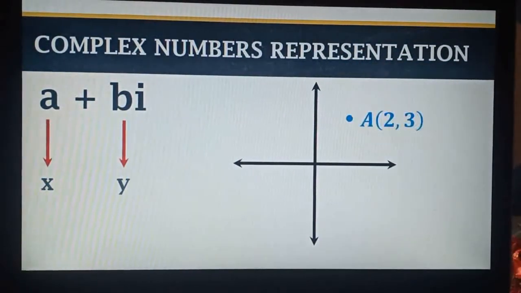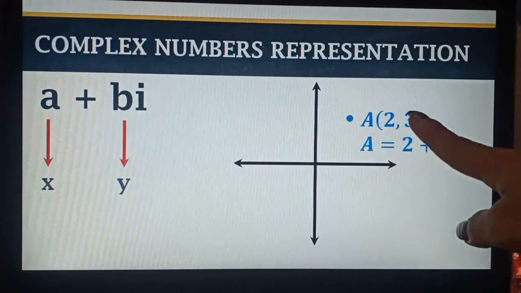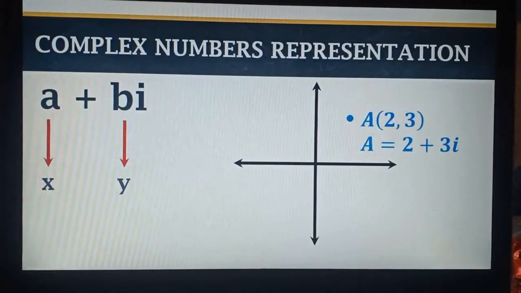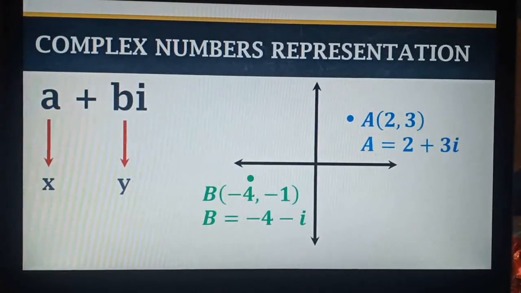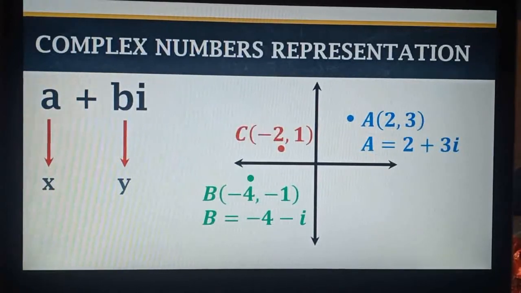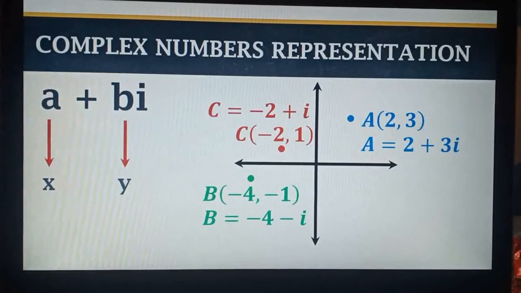So, let's say you were given point A, which is 2 and 3. That can be represented as complex A, which is 2 plus 3i, since x is 2 and y is 3. Then another point, let's say you have -4 and -1, it can be represented as B equals -4 minus i. Next point is -2 and 1. It can be represented as -2 plus i.